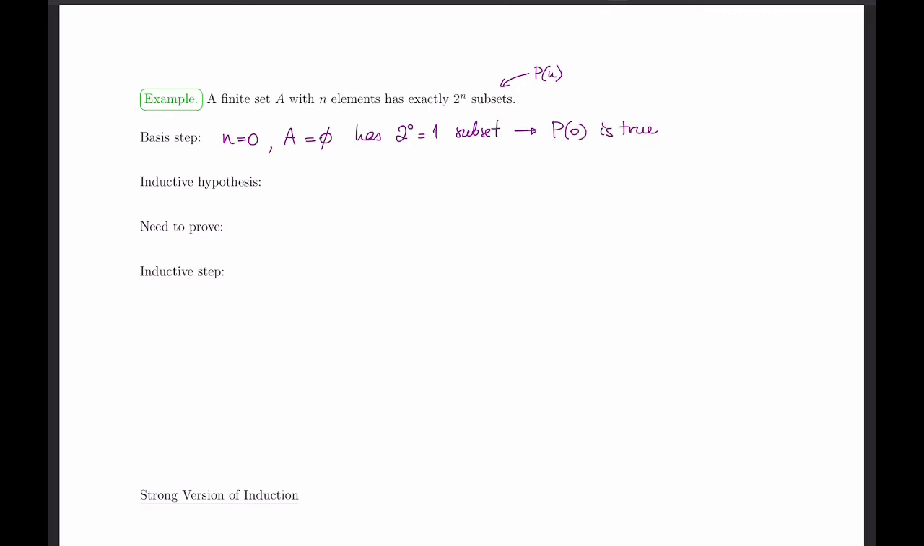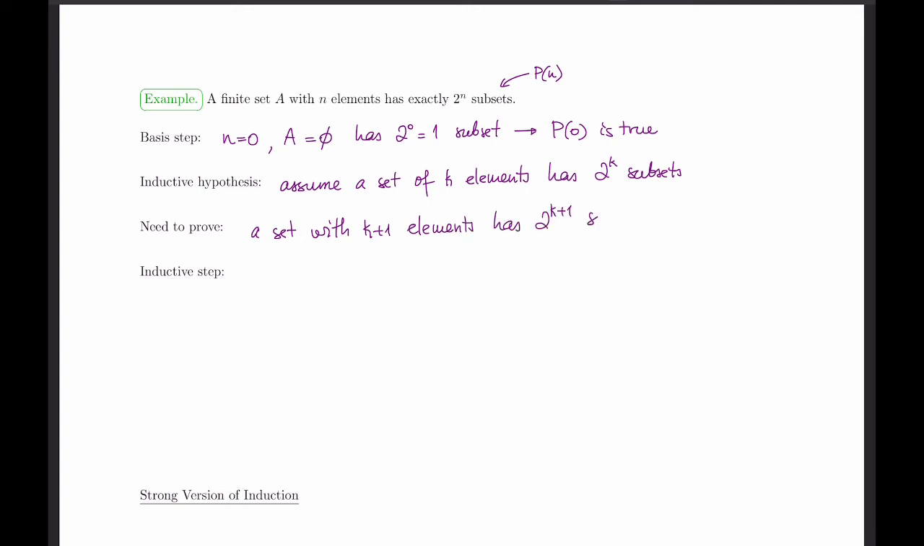The inductive hypothesis is we're going to assume that P of k is true, which means that in this case, we're going to assume that it's true that a set of k elements has 2 to the power k subsets. And we need to prove that a set with k plus 1 elements has 2 to the power k plus 1 subsets.